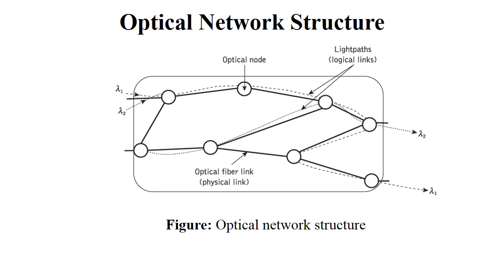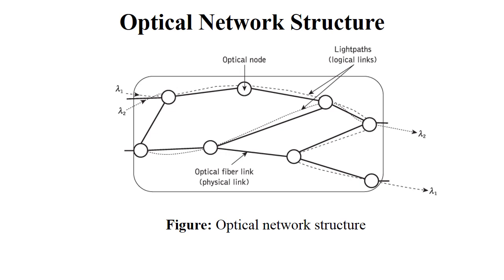So let us start with the optical node. What is this optical node? An optical node is a multi-function element. It is always treated as an active element in the network. It can receive, it can transmit, and it can process the optical signals.